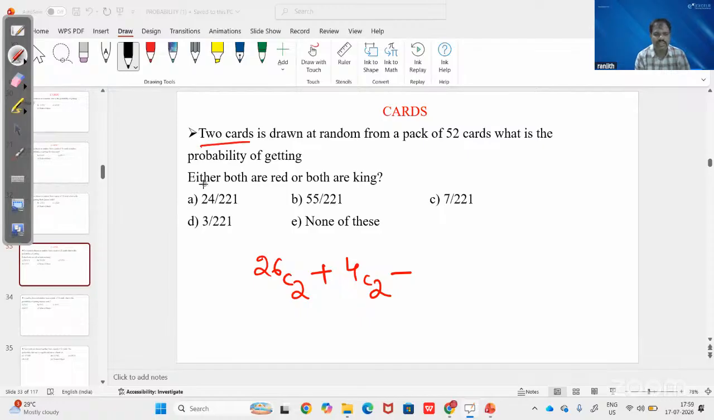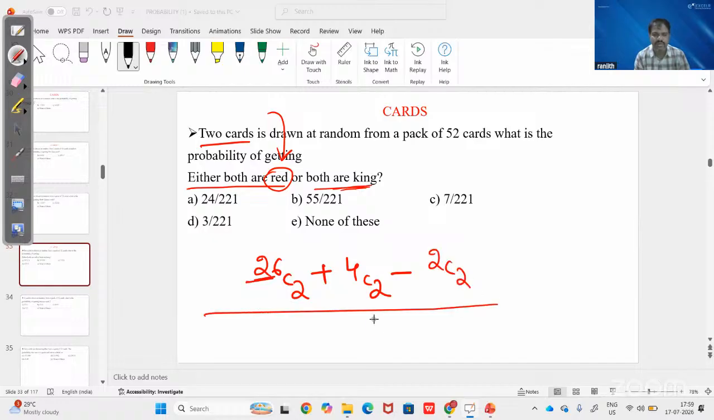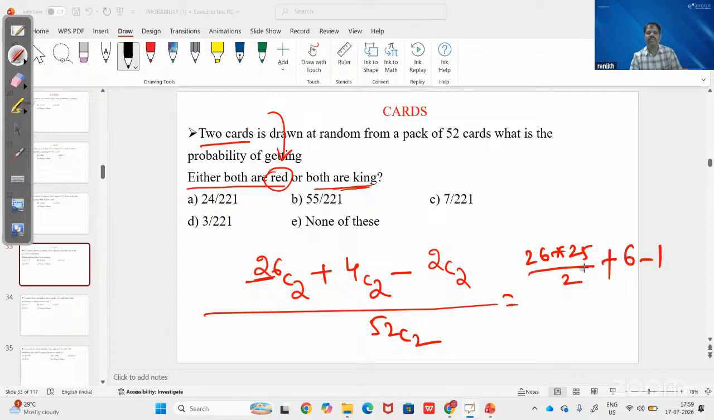Two cards are drawn, either both of them are red, so red cards are 26, 26C2, or both of them are king. In red cards we have king cards, so we need to subtract that, 2C2. The total will be 52C2. 26C2 is 26 into 25 divided by 2, plus 4C2, which is 12 by 2 equal to 6, minus 1, divided by 52 into 51 by 2.